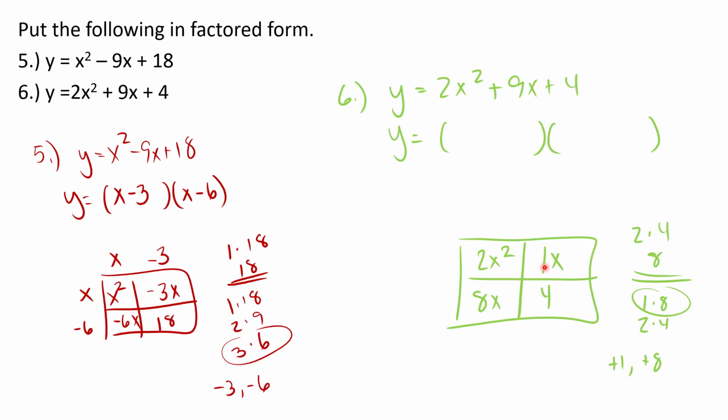GCF between 2x squared and 1x is x. X times 2x gives me 2x squared. This would be x times 1. This would be 2x times 4, and then you can check it with 1 times 4 is 4. So my factors are 2x plus 1 and x plus 4.